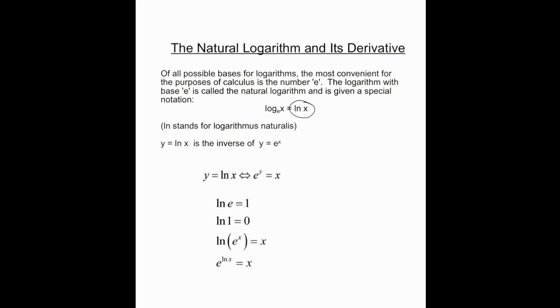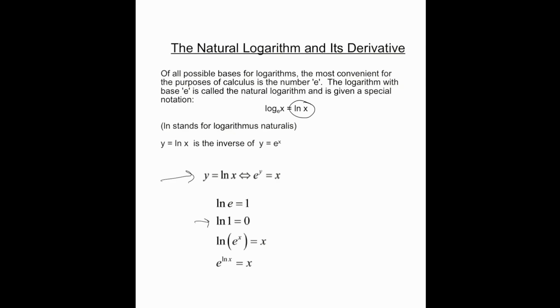It's the graph we just looked at, and that means exponentially that we can write y equals ln x as x equals e to the power of y. So we can rewrite it that way. Just like with other logs, we have all these different properties. So let's think about these. The first one: ln of e equals 1, essentially e to the power of 1, since the base equals e. Now, e to the 0 equals 1, so ln 1 must then equal 0.